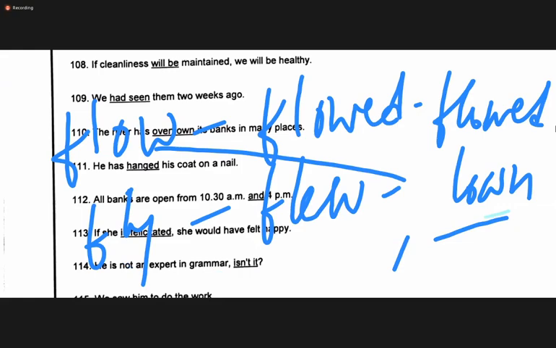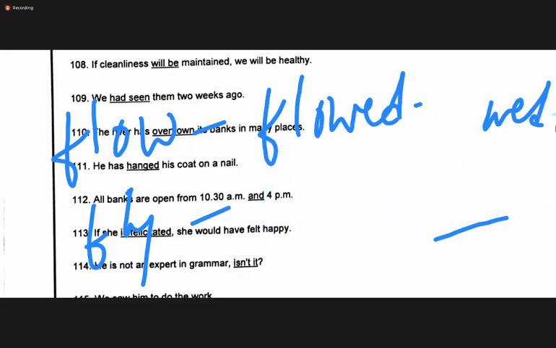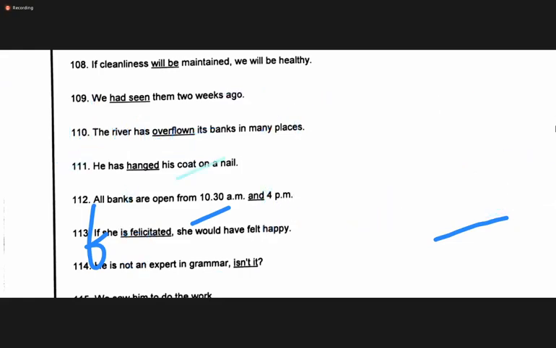Now tell me the answer. Overflowed. Flowed, not flown. The river has overflowed its banks in many places. Next one. He has hanged his coat on a nail.